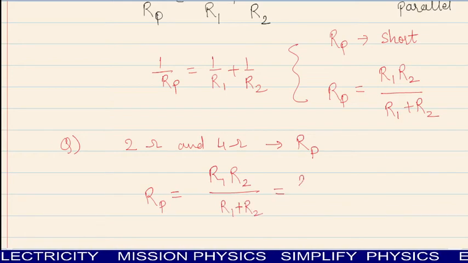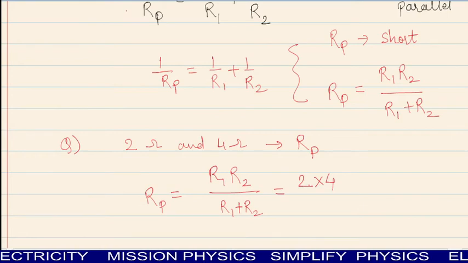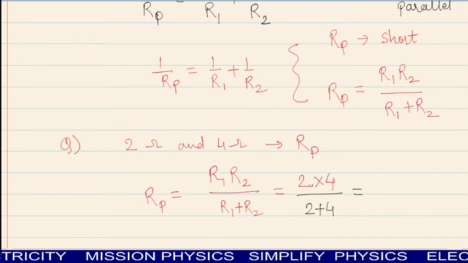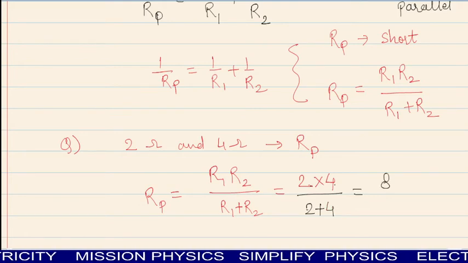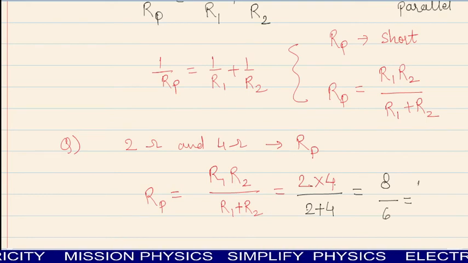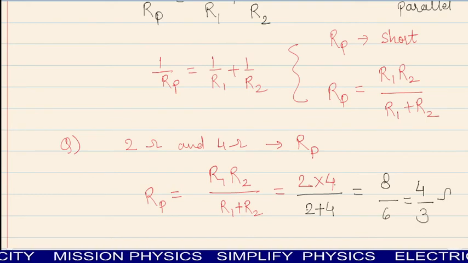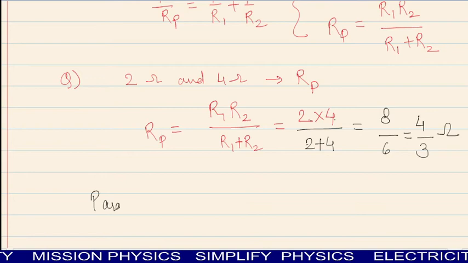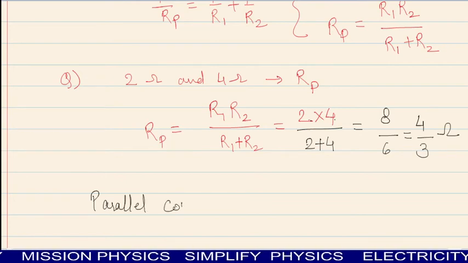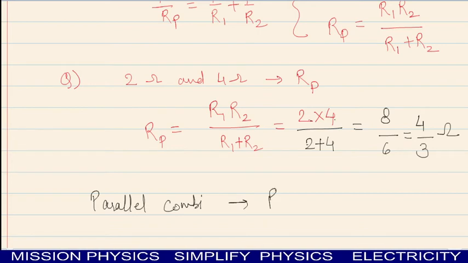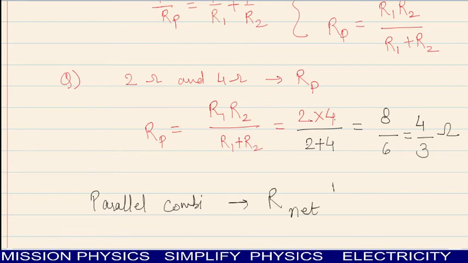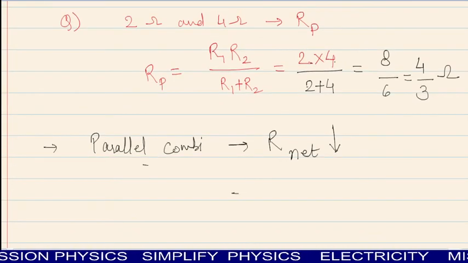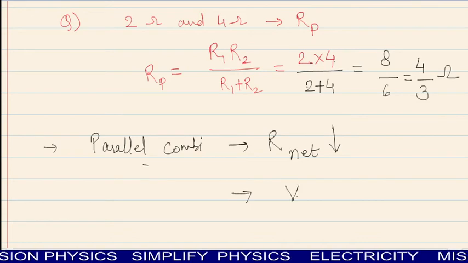So this is equal to 2 multiplied by 4. इस वे में आप डायरेक्ट आंसर निकाल सकते हैं. Divided by 2 plus 4. So this is 2 4s are 8. 2 plus 4 is 6. So it is equal to 4 by 3 ohm. ये आ गया आपके पास आंसर. अब पैरेलल कॉम्बिनेशन आप तब यूज करते हैं जब आपको रेजिस्टेंसेस की नेट वैल्यू को डिक्रीज करना हो.